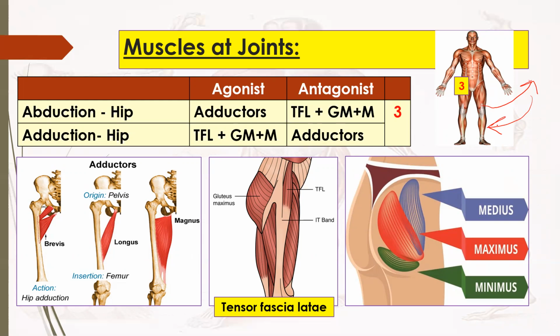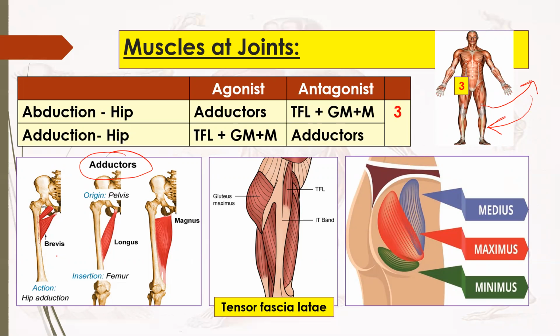So during abduction, when that hip is moving out to the side, as if you're doing, for example, a side step, the adductors are the agonist. Now the adductors, if you take a look at this diagram down here, there's three that you need to be aware of.